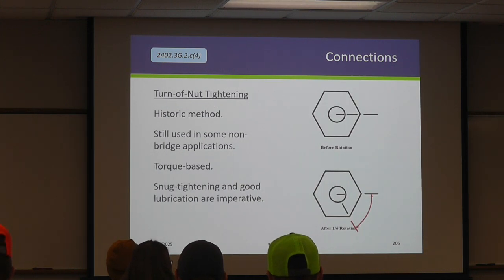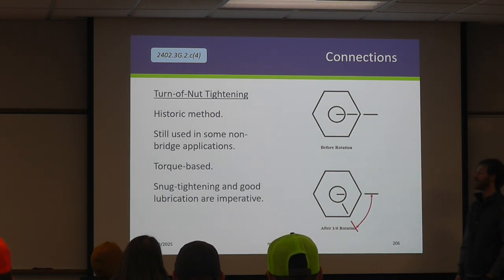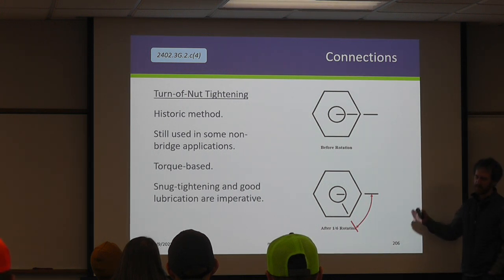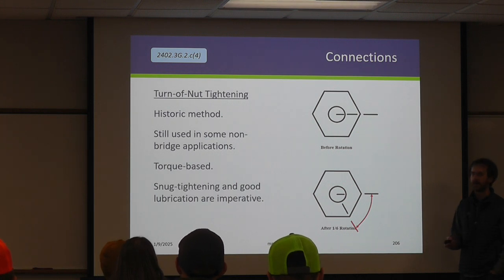So let's talk about tightening methods for verification. Turn of the nut. This is the historic method that we use forever and ever and ever. We still use it on some applications, generally not our structural steel bolting overhead signs, though we still do. It's a torque-based method, though I'm hesitant to say that. It's torque-based simply because when they originally developed this, they did a lot of testing around torque, but the reality is it's a rotation-based method.